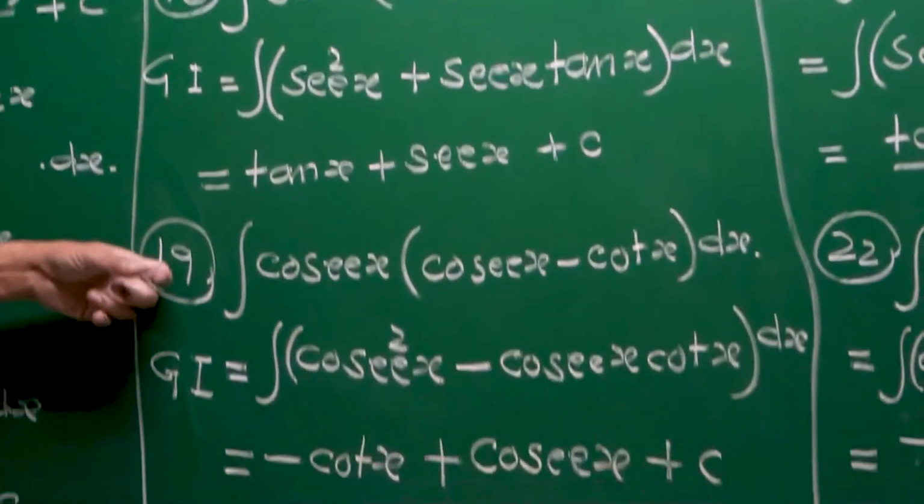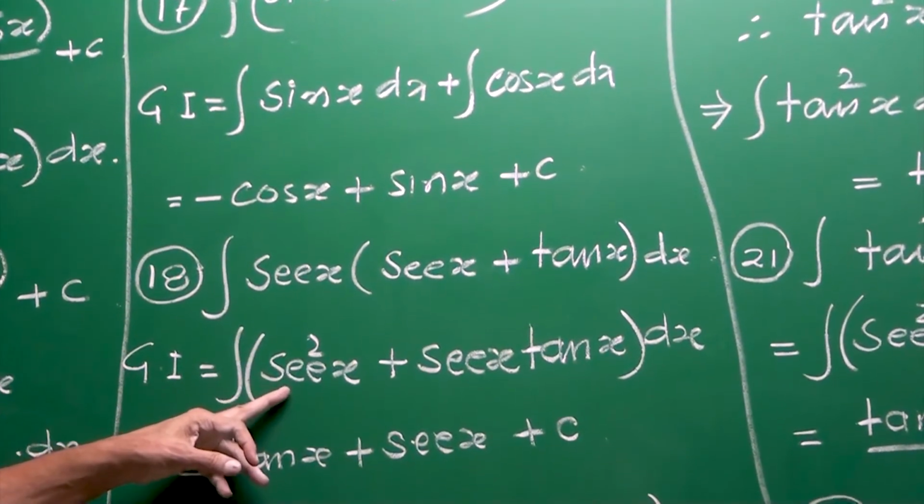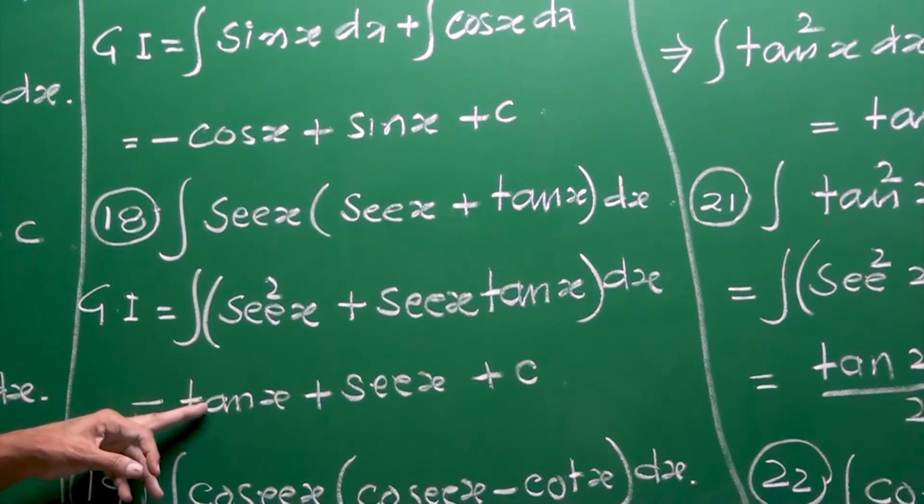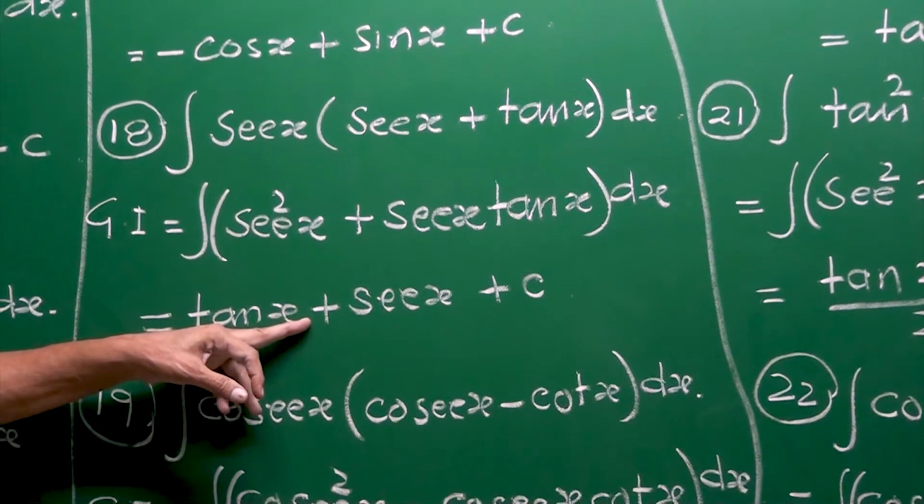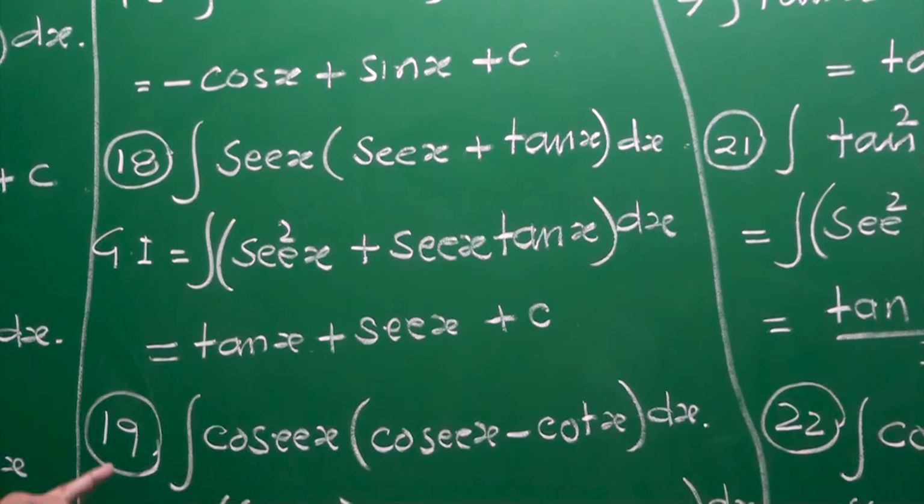Same example. Sec into sec x plus tan x. Sec into sec plus sec into tan. Integral of sec square is tan, plus is plus, minus is minus. Integral of sec into tan is sec x, plus c.